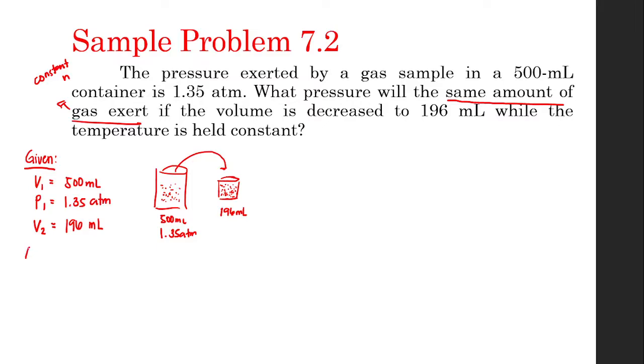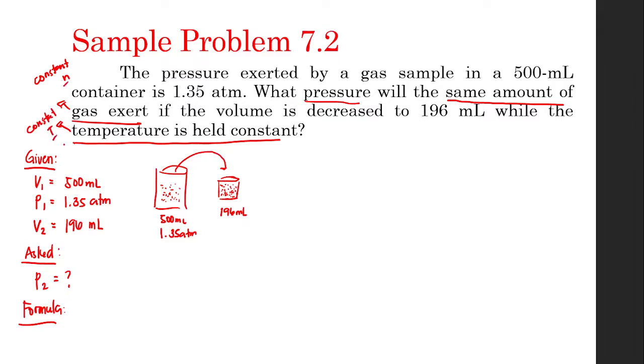So what it's asking me is what pressure will the same amount of gas have if the volume is decreased. So what will be the new pressure? So what will be P2? And the formula we know, this is Boyle's law, because temperature is held constant. If you have constant n and constant T, constant number of moles and constant temperature, and we have initial and final volume and pressure, we know that this is Boyle's law. So P1V1 is equal to P2V2.